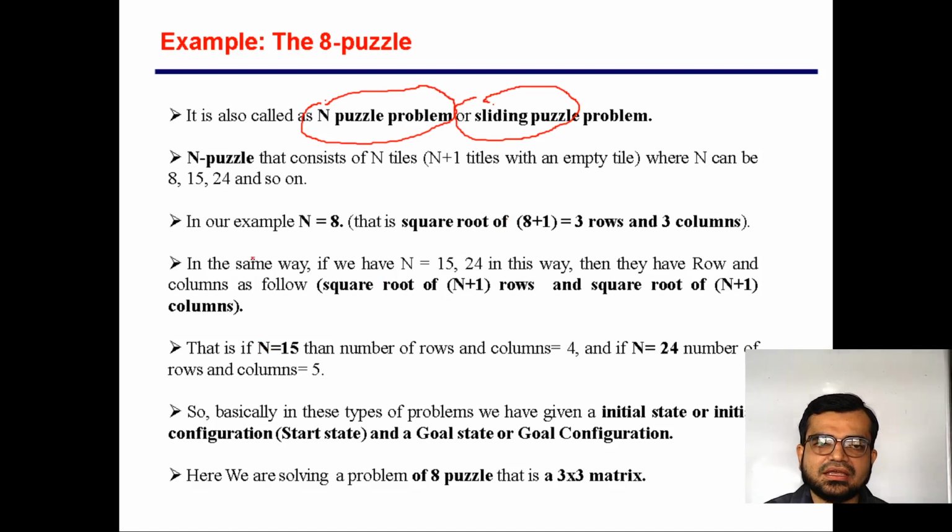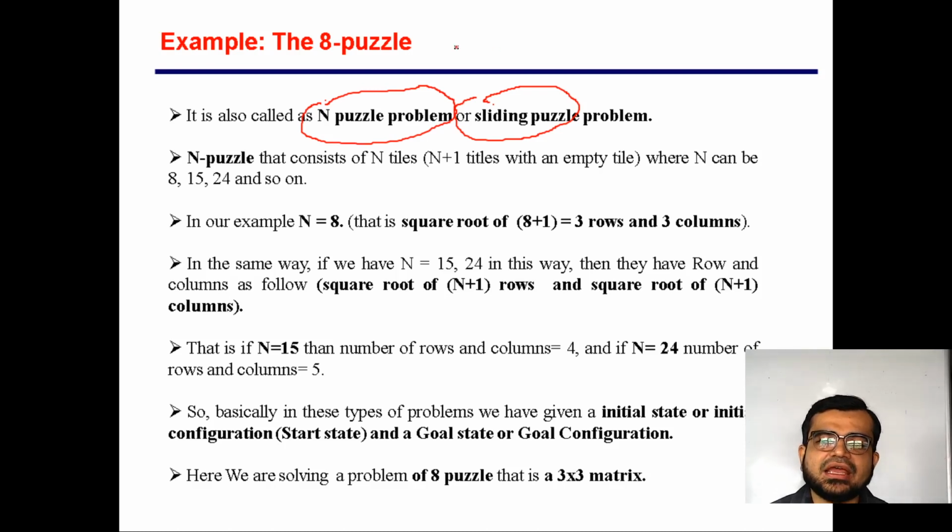Let us now see the example on 8 puzzle. In our example we have taken the n value as 8 because it is the 8 puzzle problem. That means n plus 1 tiles, that means 8 plus 1, so 9 tiles. The square root of 9 is 3. So 3 is your number of rows and 3 is your number of columns. That means it is a 3 by 3 matrix representation.